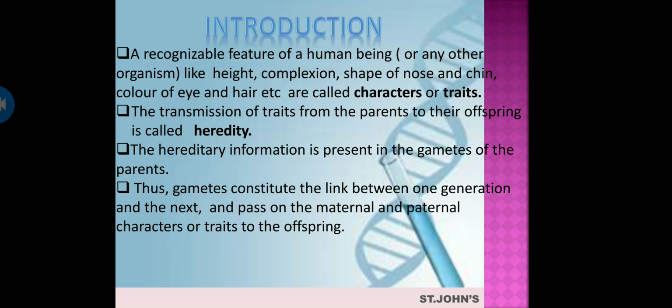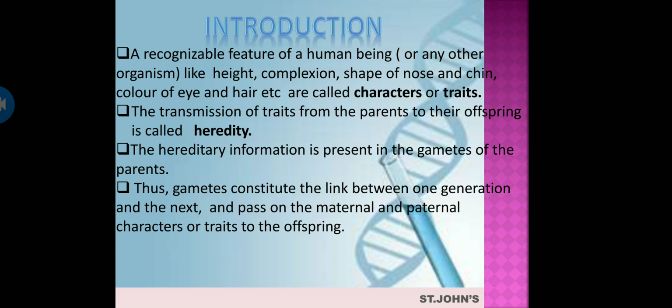So here, what is this hereditary information and what is the meaning of gametes? Hereditary information is nothing but information that is passed on to generations. For example, if I consider myself as an example, my father's genetic material is present in me and my genetic material is present in my children. So this goes on. This is nothing but hereditary information that passes on.